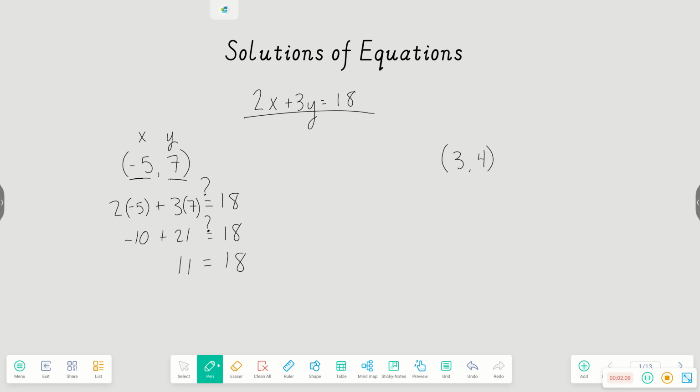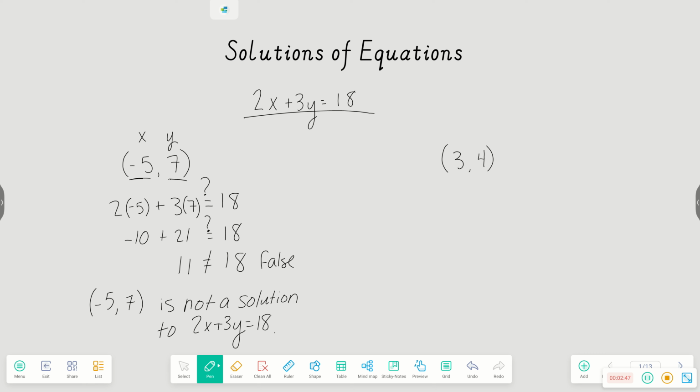So in math, this kind of drives me nuts to actually write this because this is not a true statement. This is not equal. So in math, how we say not equal is we put a little slash through this equal sign. So we're saying 11 does not equal 18. So we know that -5, 7 is not a solution to the equation 2x plus 3y equals 18. That would be my conclusion because this was not a true statement. This was false.